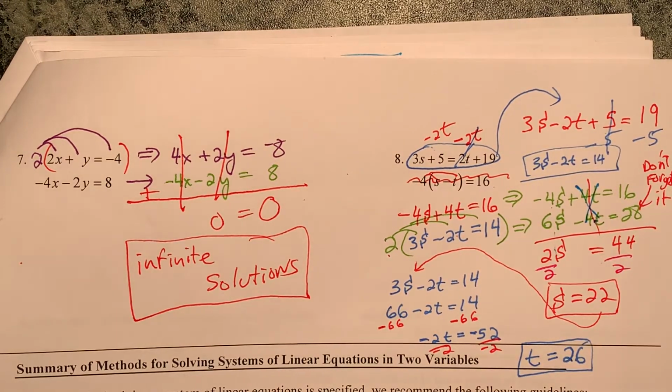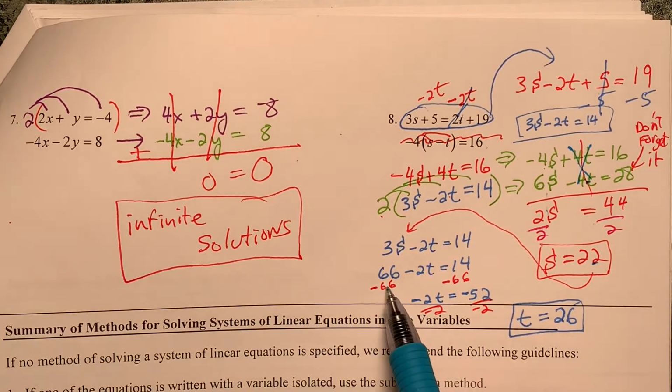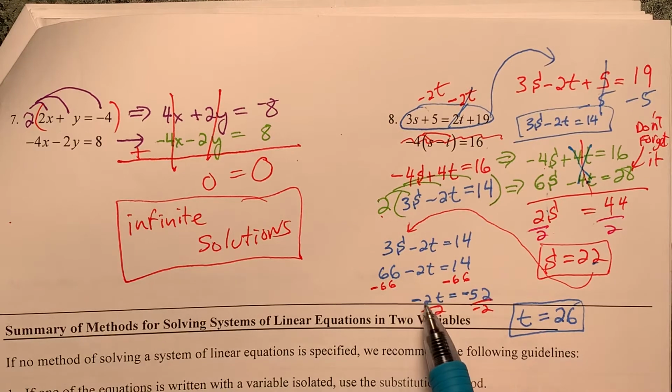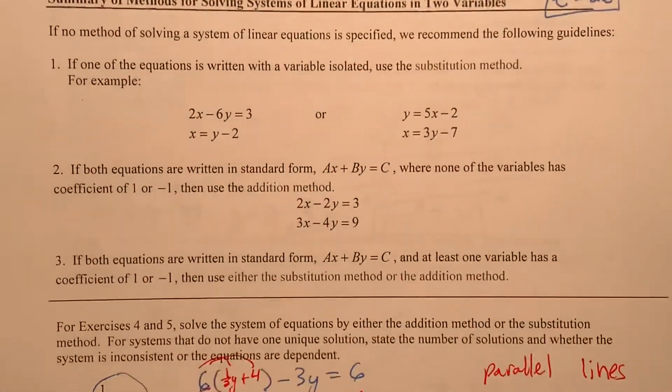2s, 44 divided by 2, s is 22. Put it back in, work it down. 66, move that over, isolate the variable. Remember, don't forget the negative there. Divide by negative 2. It's 26. So S is 22, T is 26.